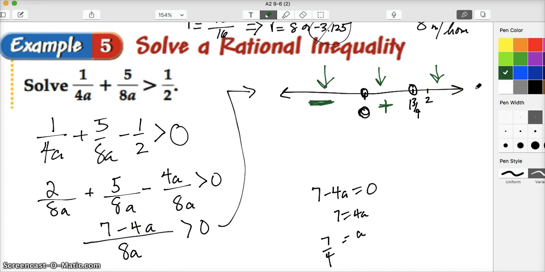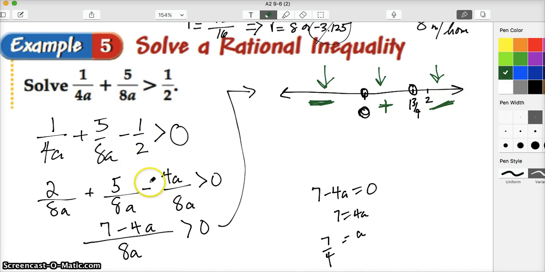Finally, I'm going to check something above 1 3/4, and 2 is good enough for me. When I plug a 2 in here, I get a number that's a little bit bigger than 7, therefore this is negative. And I put a 2 here, I get a positive. So this section is going to be negative.